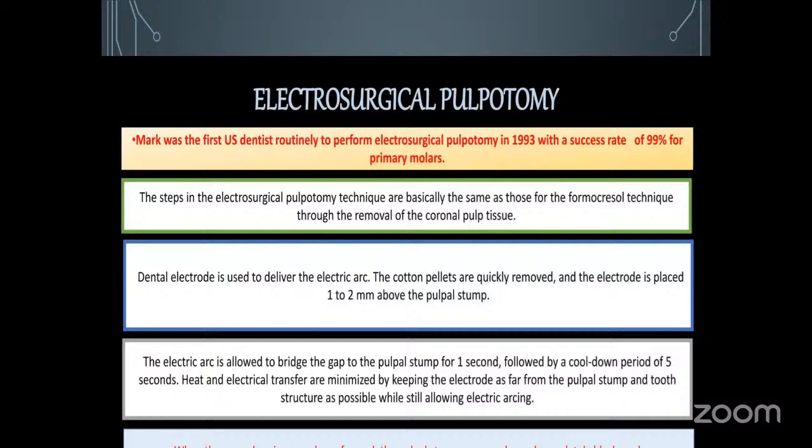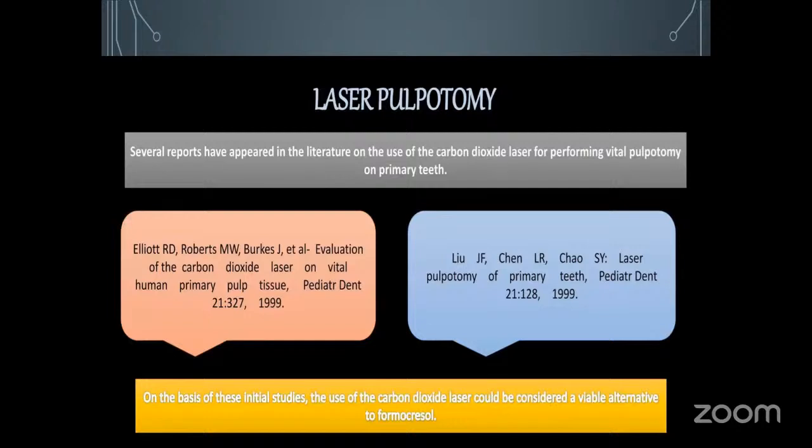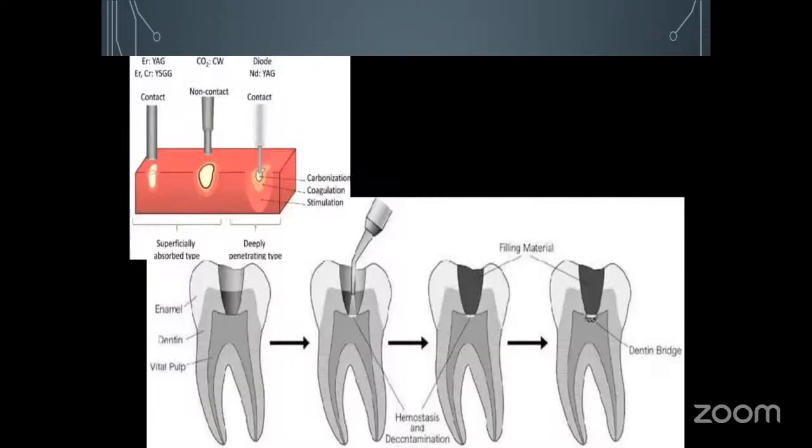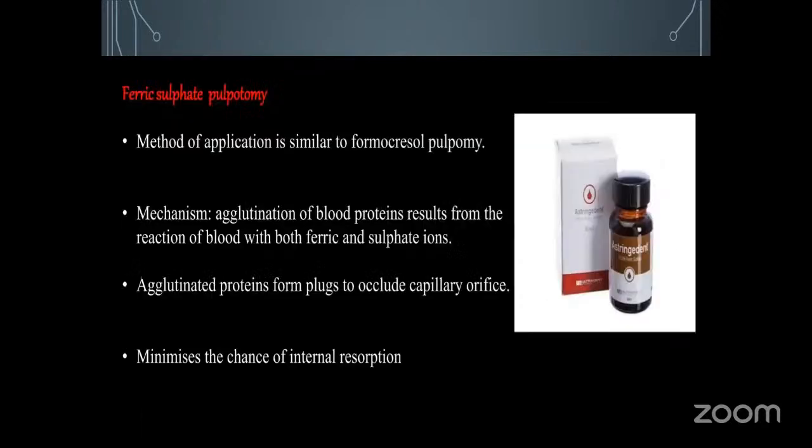Mainly the Nd:YAG laser. What happens is that on the superficial part, we'll be applying the laser, as you can see in the second image. There will be coagulation taking place, and after that the bleeding will be stopped, and we'll be applying the restorative material.